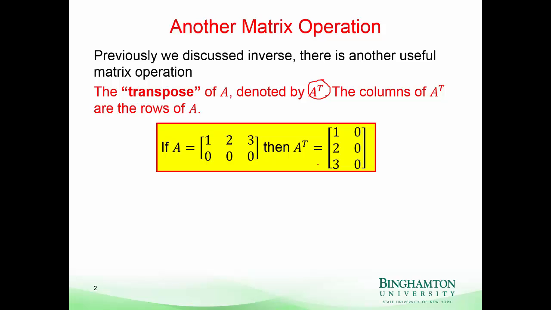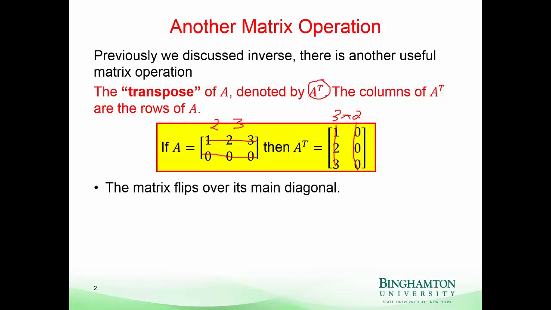So here's an example. We've got A is equal to this matrix. If we say, well, here's the first row is 1, 2, 3, the first column of A transpose will be 1, 2, 3. Second row of A is 0, 0, 0, so the second column of A transpose is 0, 0, 0. Notice that this was a 2 by 3 matrix, and the transpose becomes a 3 by 2 matrix. So the transpose interchanges the number of rows and columns.